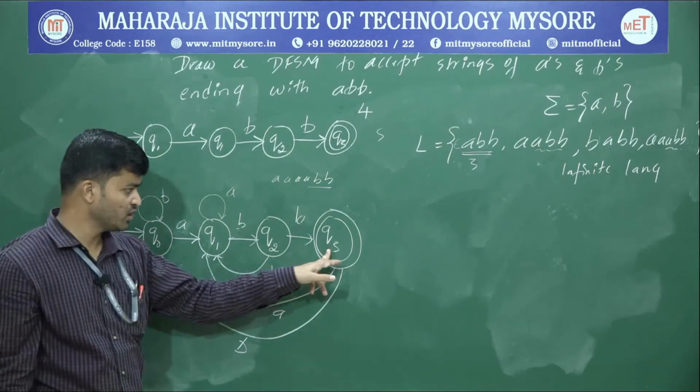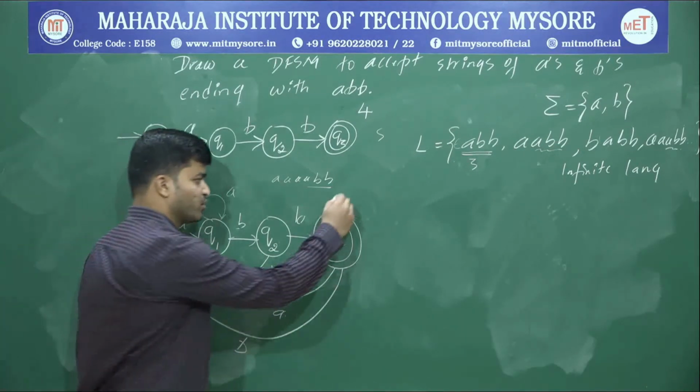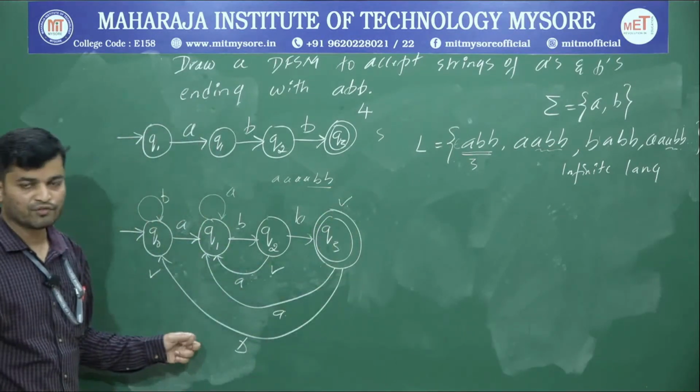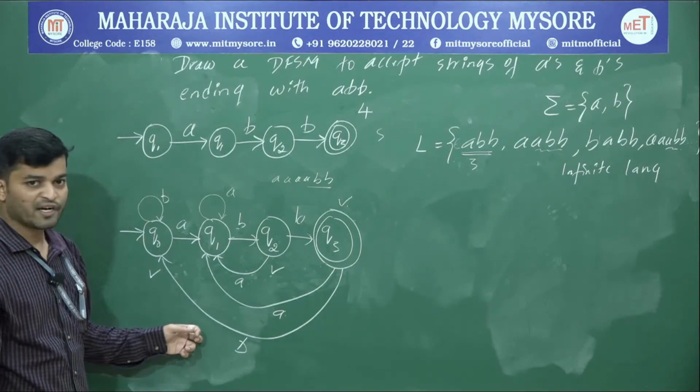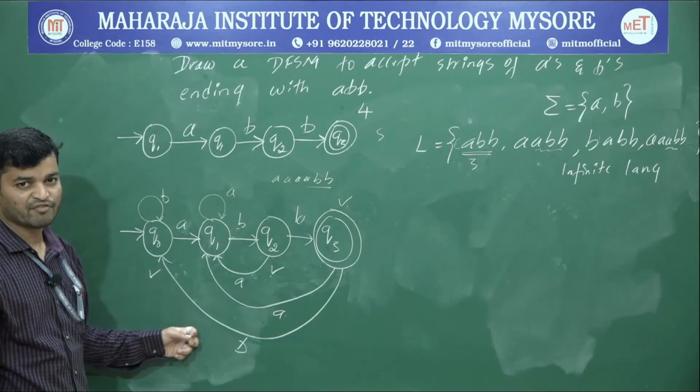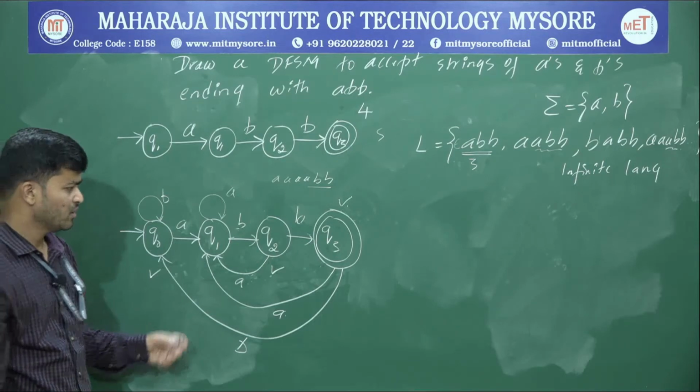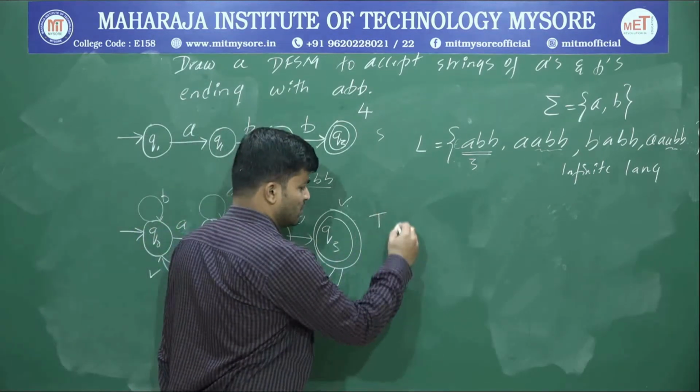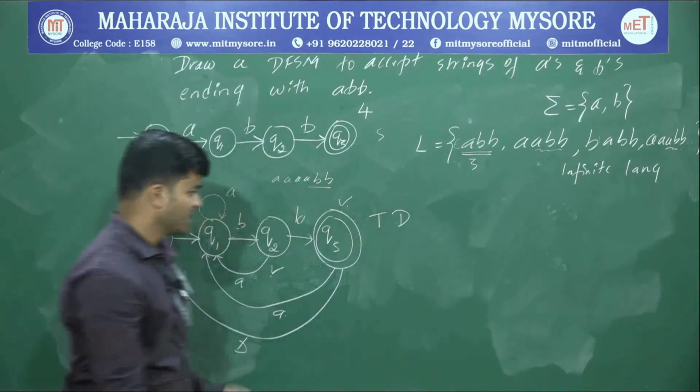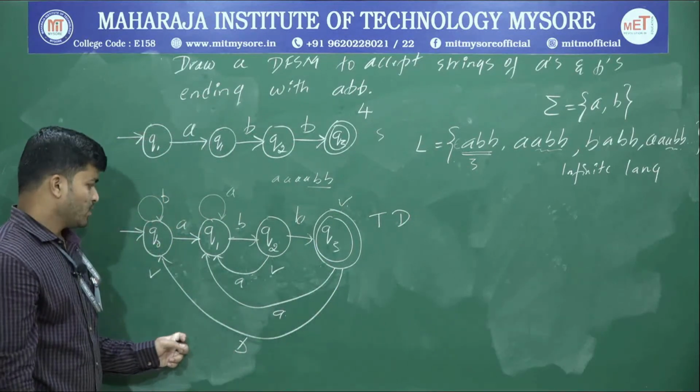Now just check Q3. There is a path for A and a path for B. Therefore, Q3 is also done. Therefore, this is the finite automata you are required to draw, the DFA or DFSM. And this one is called a transition diagram. Now I'll write all the 5 tuples.